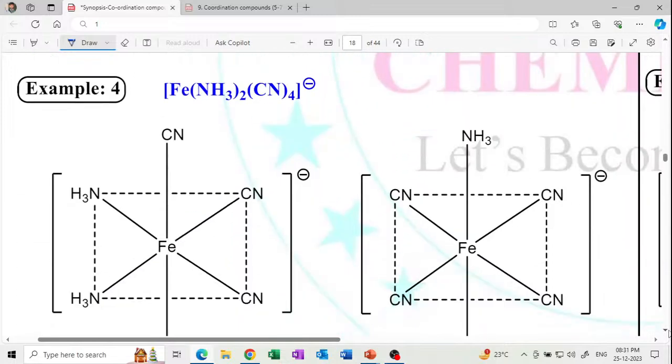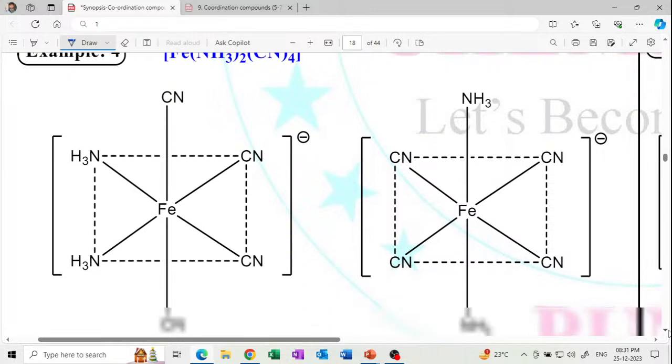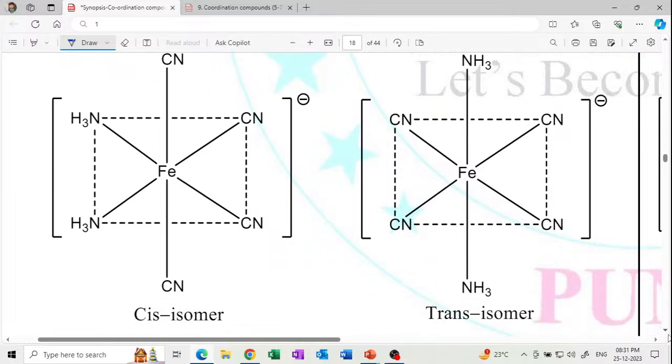Next example is Fe(CN)4(NH3)2. So this is NH3 NH3. So this is the trans. Cis. So this is cis actually.